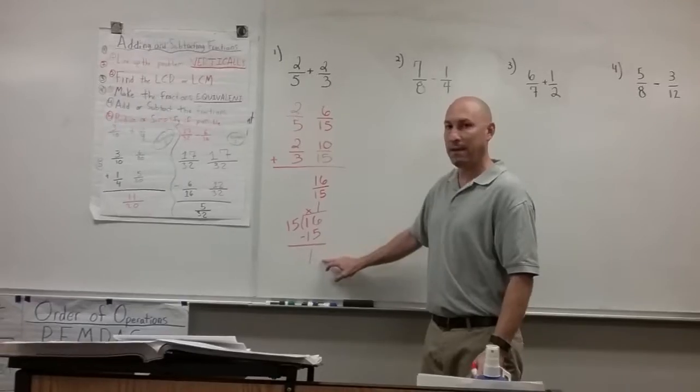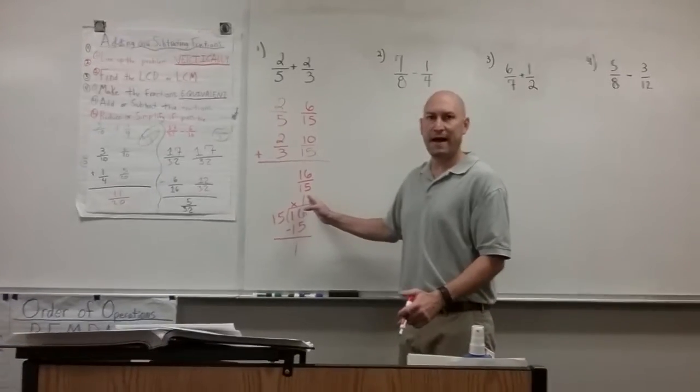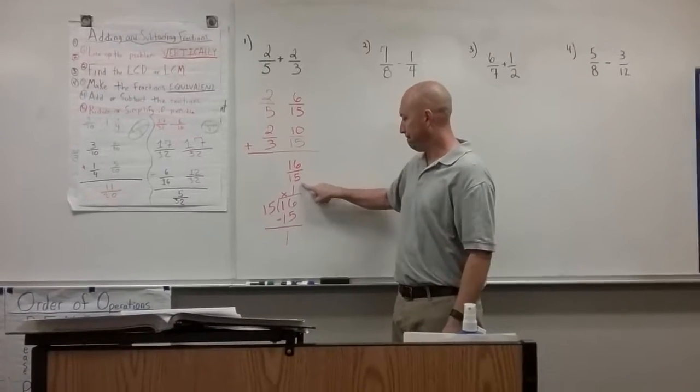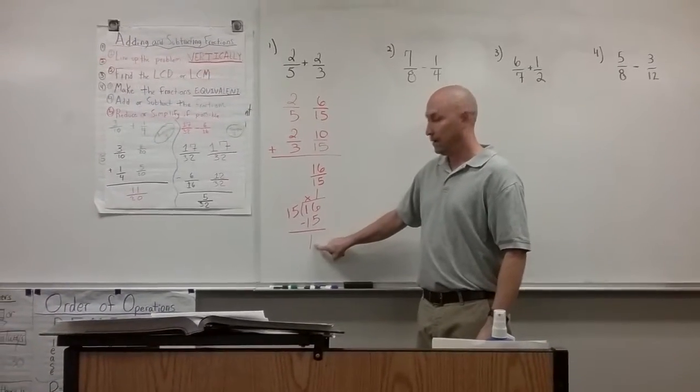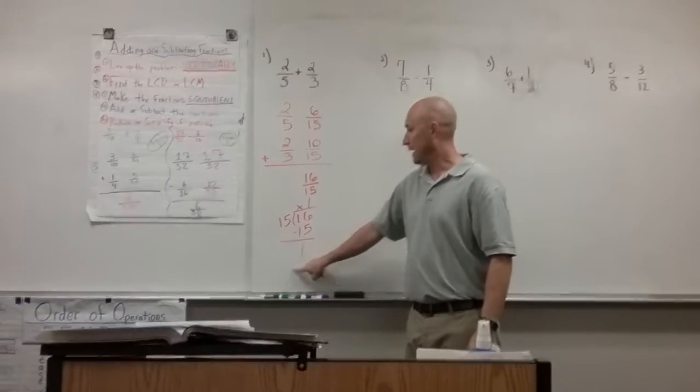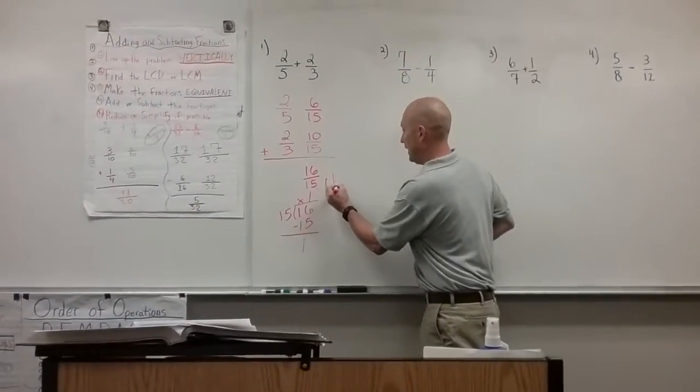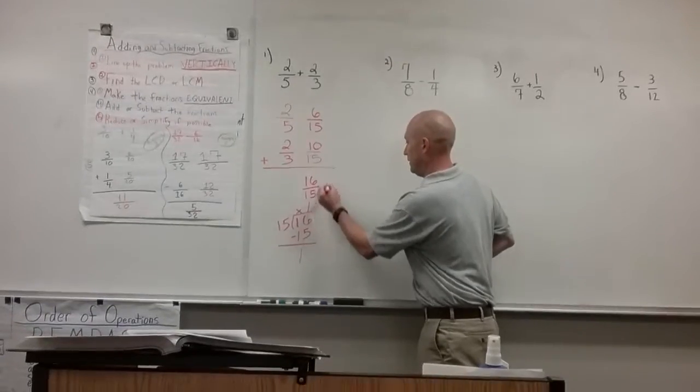Now, to write it properly, I want to really make sure, I like to use the analogy of reading a clock. We read a clock from the 12 hand at the top, as we move around to the 6 hand, and we finish up at the 9 hand. So I know that my answer is 1 and 1/15.